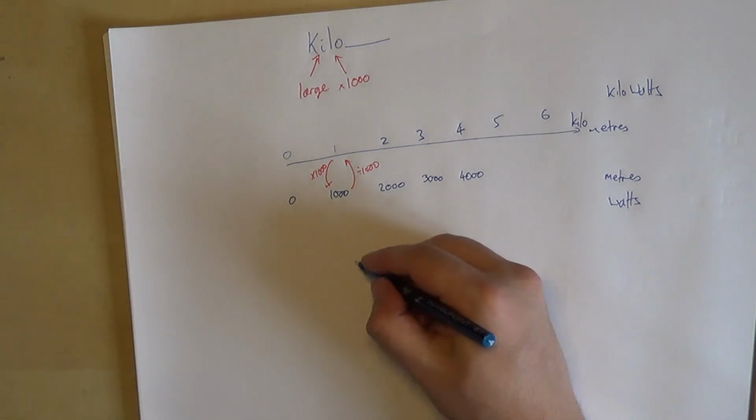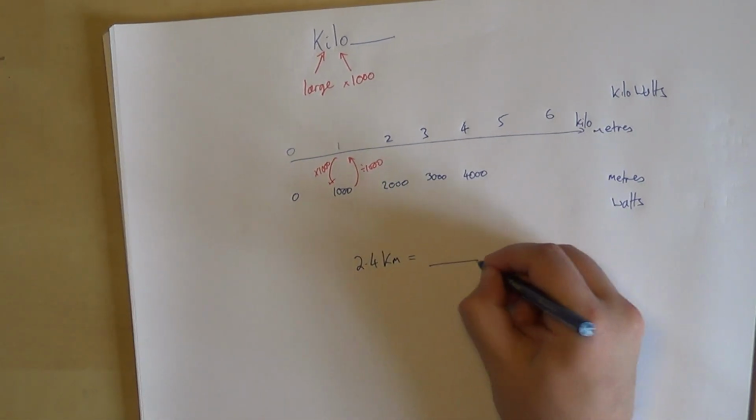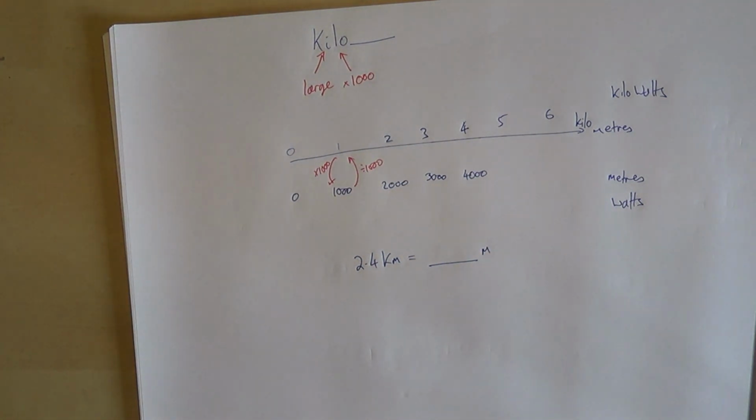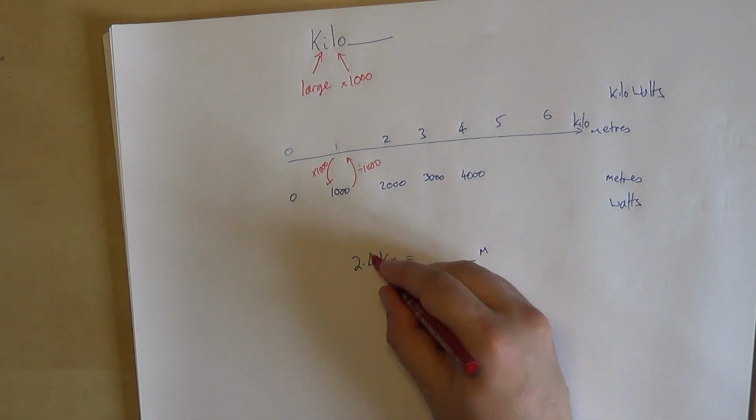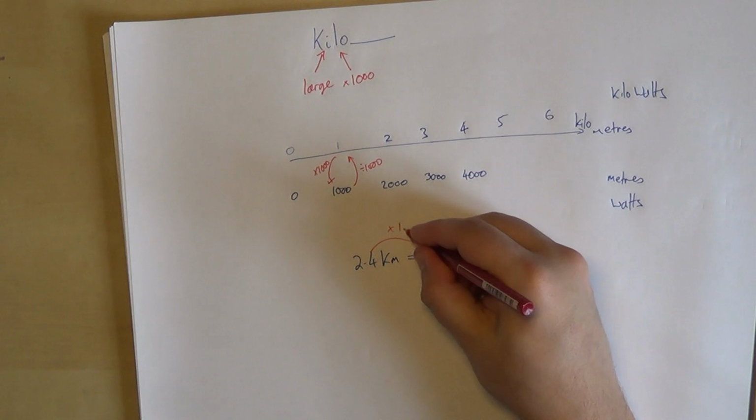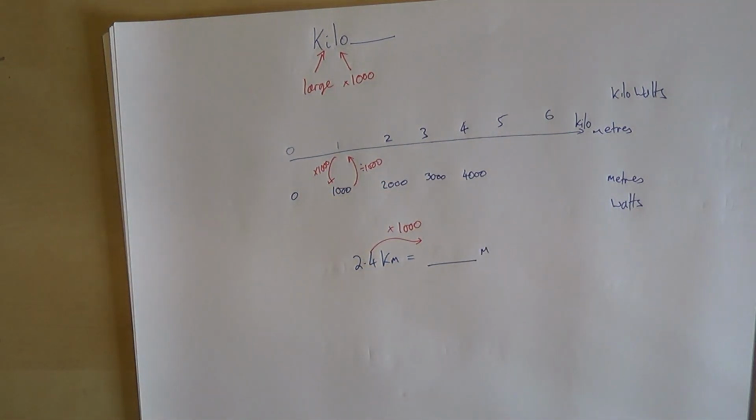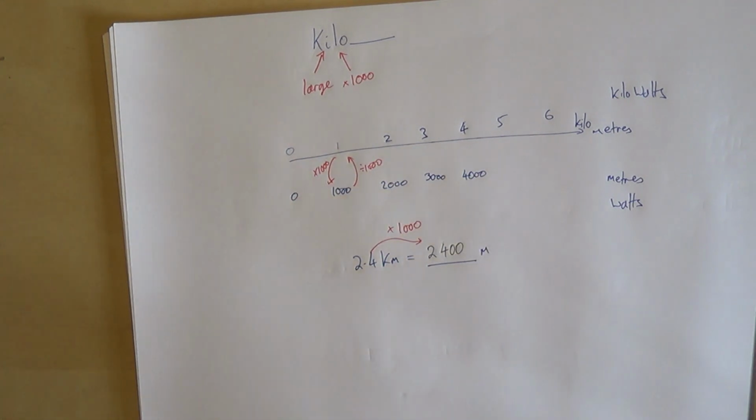So if something is 2.4 kilometres away, it's also some number of metres away. Well, metres are smaller than kilometres because kilometres are big, so it's going to be timesing by something. And kilo is a factor of 1,000, so it's going to be timesing by 1,000. 2.4 multiplied by 1,000 is 2,400.